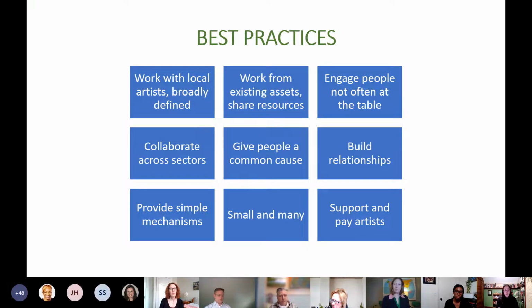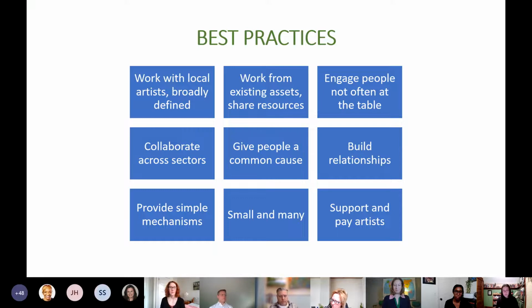Engage people not often at the table. So as you do your work, really think, who's the hardest for you to reach? And then think about, who are the creative people in those communities? Who are the artists in those communities? Maybe they're called storytellers, or elders, or activists, or culture bearers. Who are the people that you can engage from those communities through creative practice?